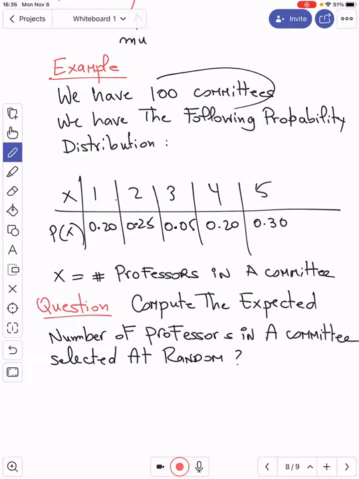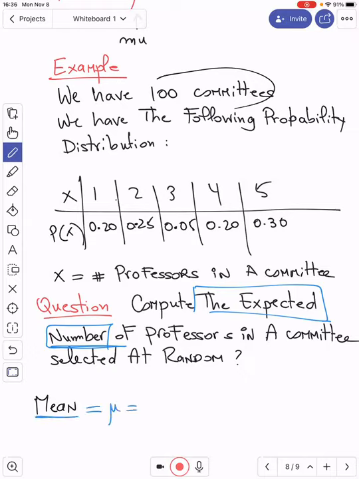All right, so the expected number of professors here will be the mean. Whenever you see expected number, it means the mean, like in the test or in the final or wherever. That's what we mean by expected number. So that will be the mean, mu, and it's the sum of x times p of x. That's the formula for the mean, the weighted average.